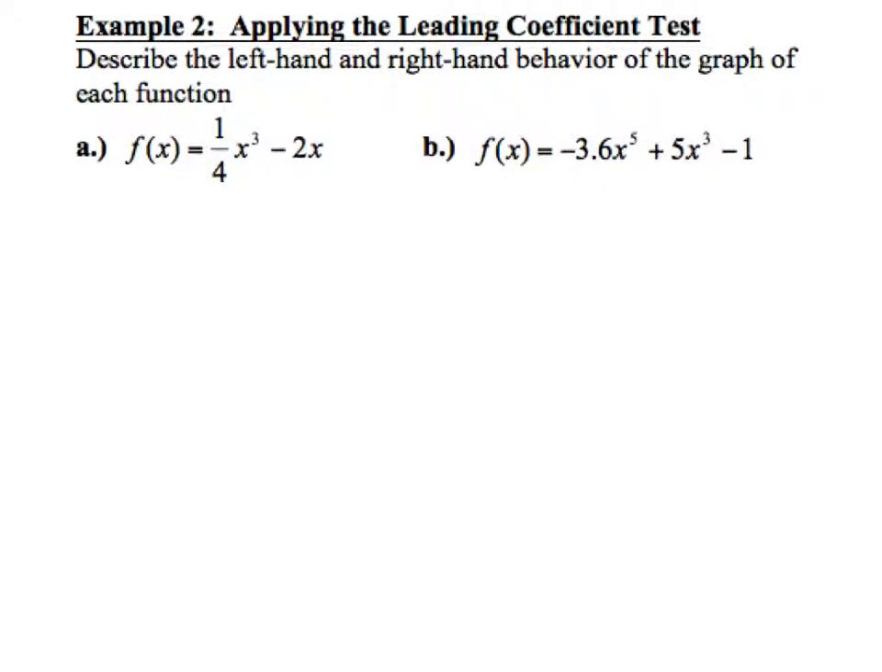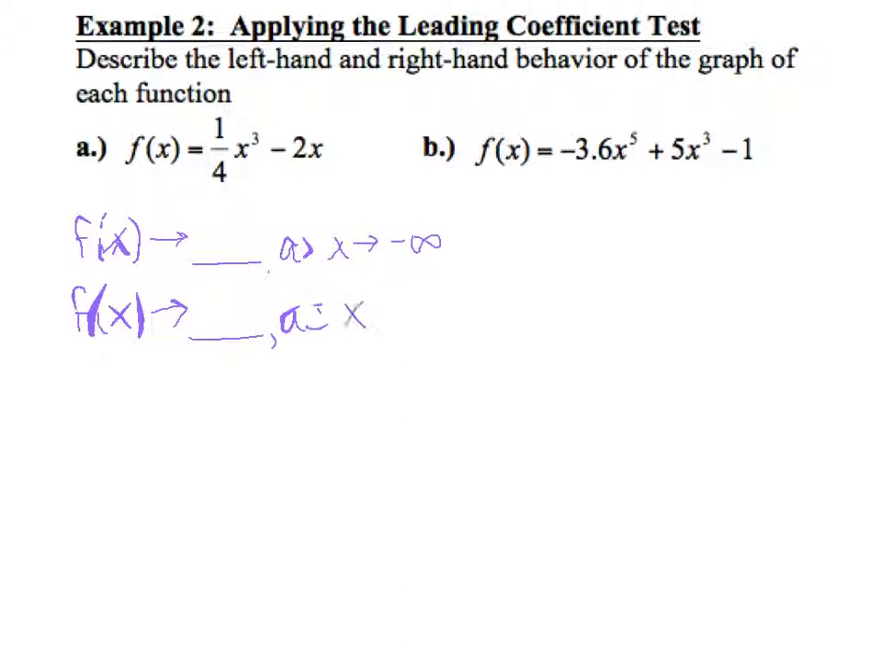Okay, for example 2, when we want to describe the left-hand and right-hand behavior of the graph, we want to talk about what f of x does. I like to leave a little blank here as x approaches negative infinity. I always like to do the left side first. And then we want to figure out what your y, your f of x, does as x approaches positive infinity.